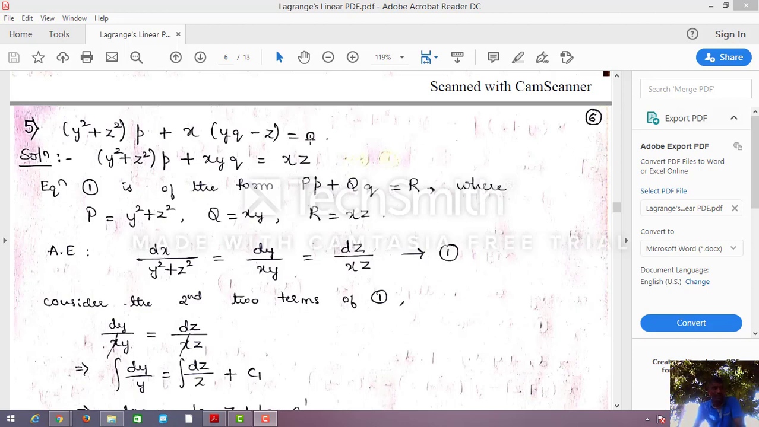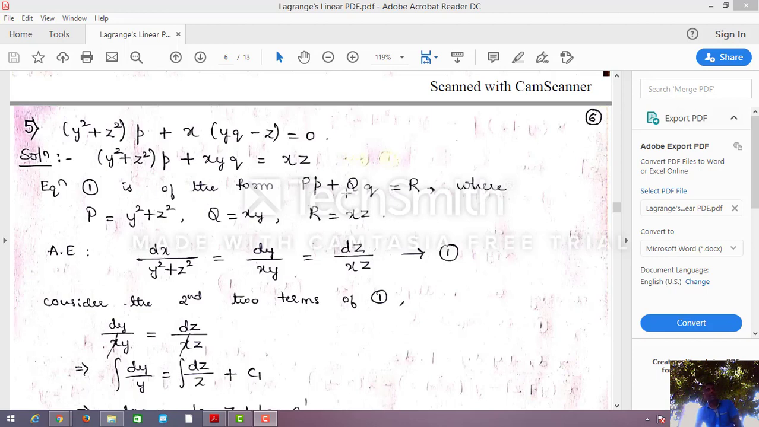I have to arrange this in Lagrange's form. So (y square plus z square) into small p plus x y into q, next minus x z, if you send this side, you will get equal to x z. Now it is of the form capital P into small p plus capital Q into small q equal to capital R. Here capital P is y square plus z square, capital Q is nothing but x y, and capital R is nothing but x z.